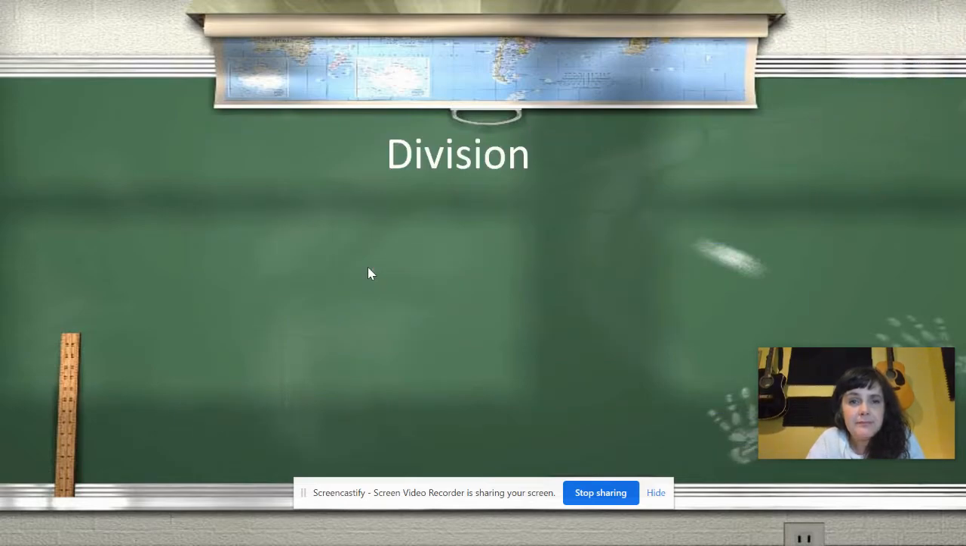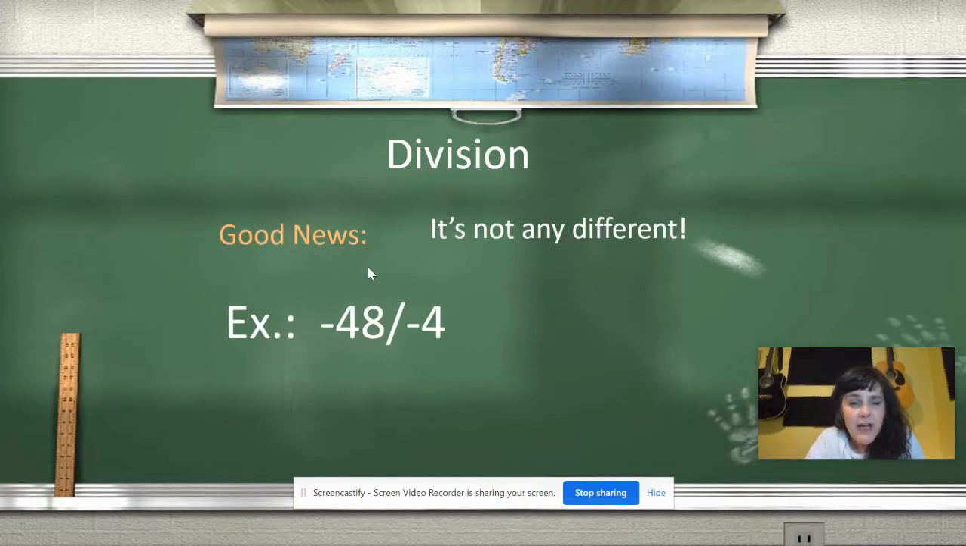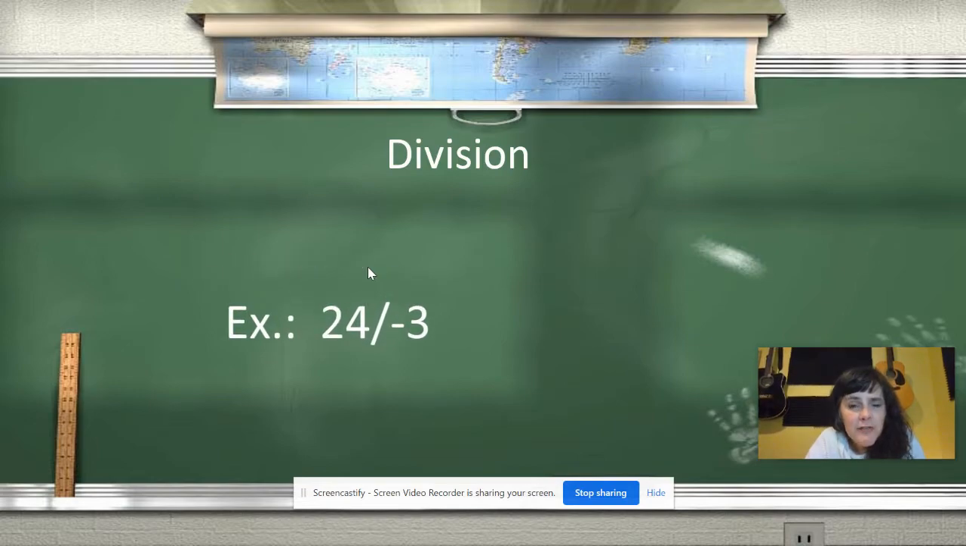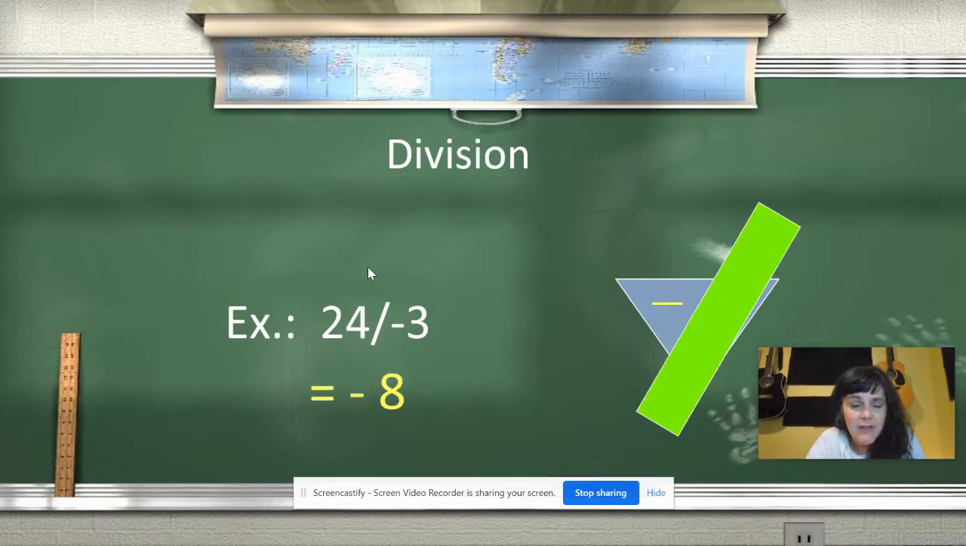All right. Division, hey, guess what? It works the same way. So if I have two negatives, I have negative 48 divided by negative 4, my answer will be, say it to yourself, what do you think? Negative or positive? Negative 48 divided by negative 4, they're both negative, so my answer is positive, and it happens to be positive 12. Okay? Here's another one. 24 divided by negative 3, those signs are not the same, they're different. And if they're different signs, then my answer is negative. So that's negative 8.